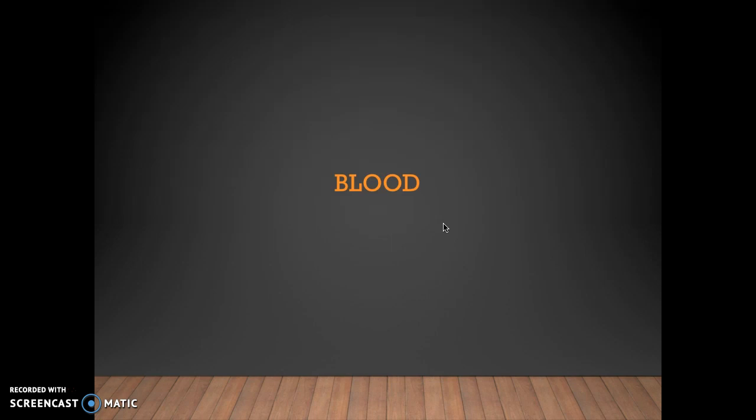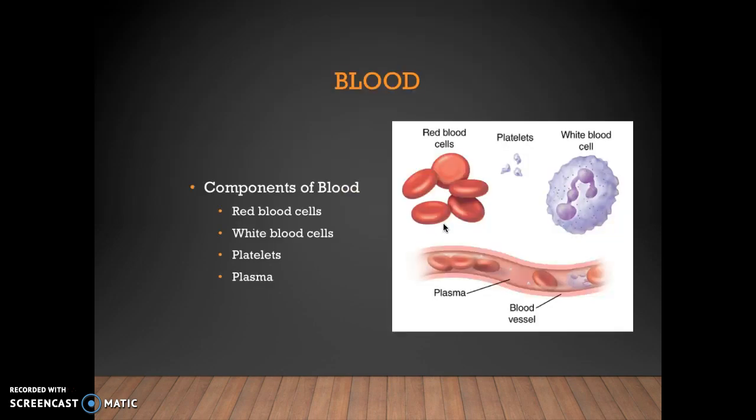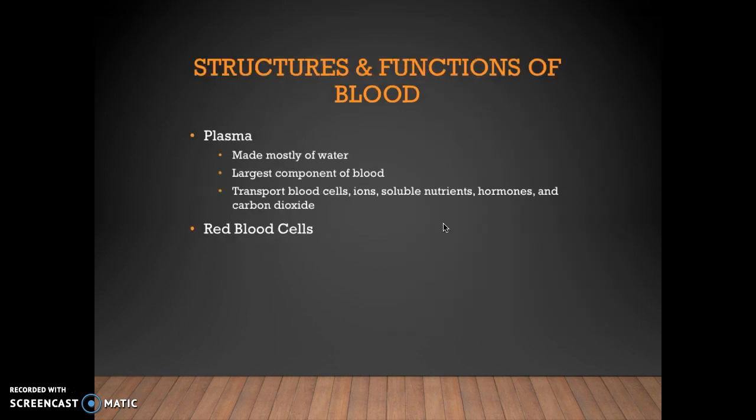Now we're going to talk about blood components. So the components of blood: red blood cells, white blood cells, platelets, and plasma. So the plasma is going to be mostly made up of water. It's a large component of the blood. It transports the blood cells, ions, soluble nutrients, hormones, and carbon dioxide.